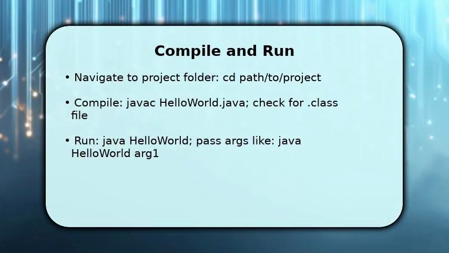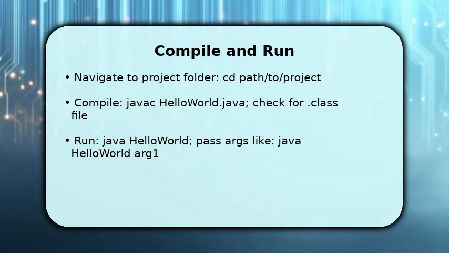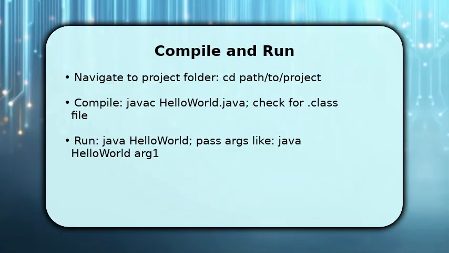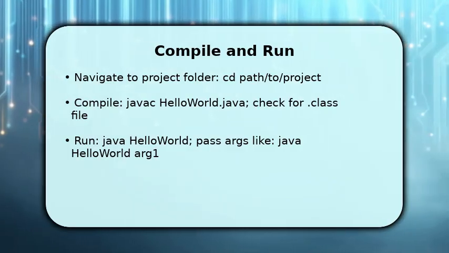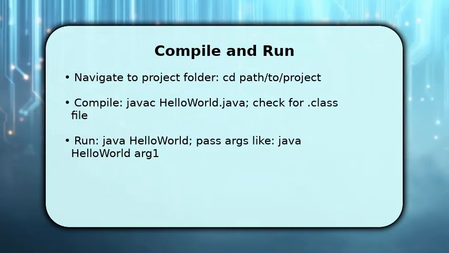You compile using javac from the folder containing your Java file. Run javac HelloWorld.java and confirm a HelloWorld.class appears. Once compiled, run the program with java HelloWorld. If you need input, pass arguments after the class name.